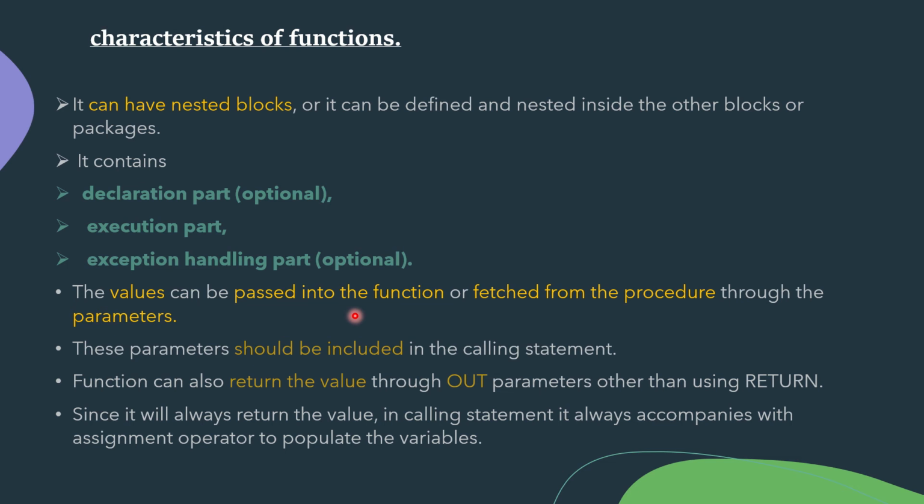And as we said, parameters are used to exchange values between a calling program and a function, and they can be of different types. There are three modes. IN type means we can only input a value to a function using that parameter. An OUT parameter means we can take a value from a function using the OUT parameter, and the third one is the IN OUT parameter. Since functions should return a value, OUT parameters are used.